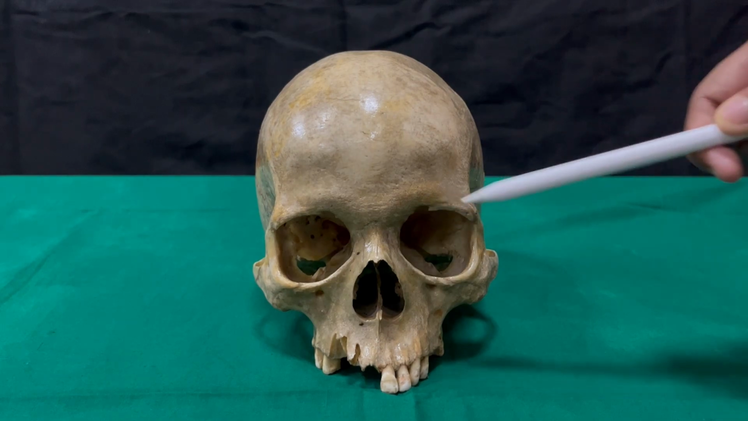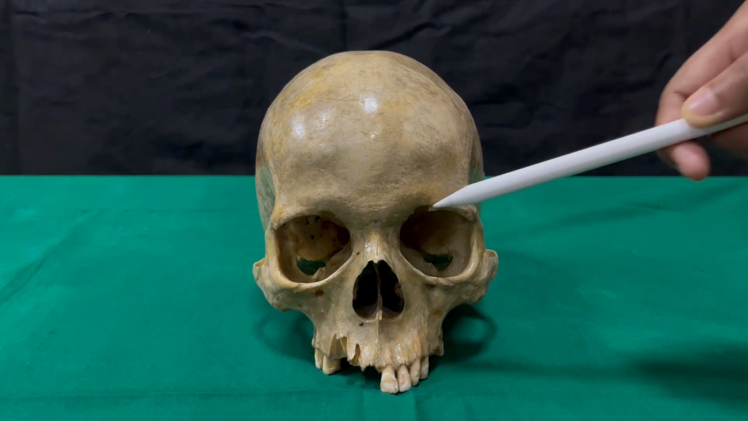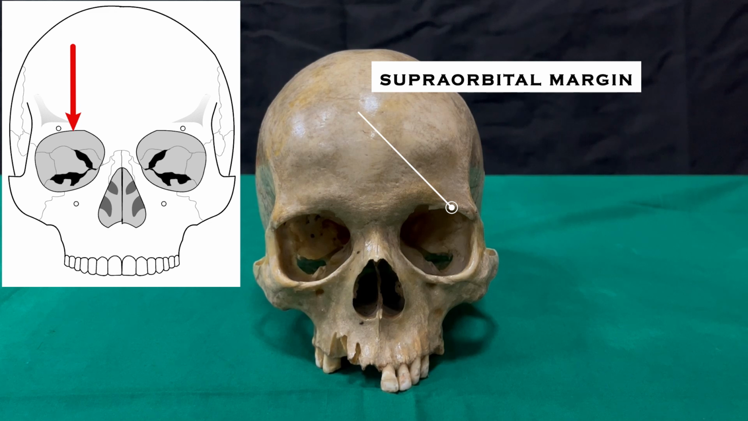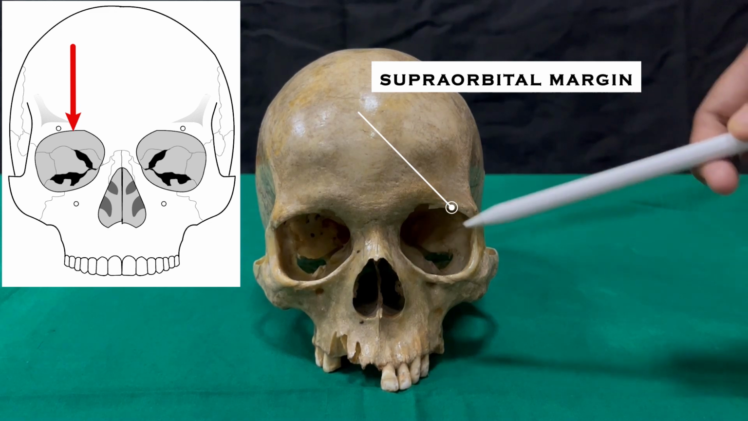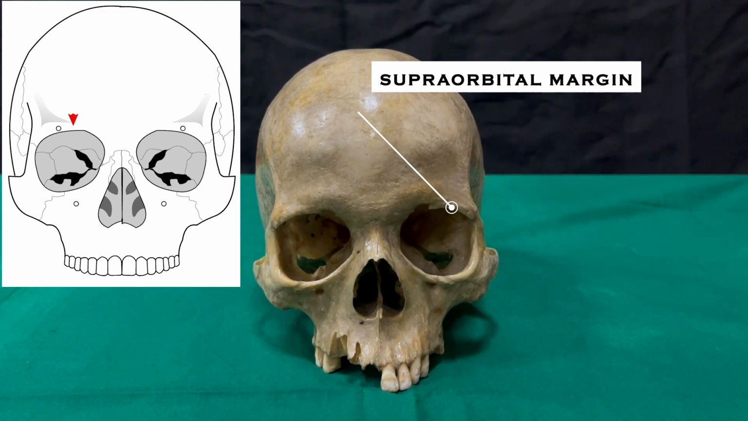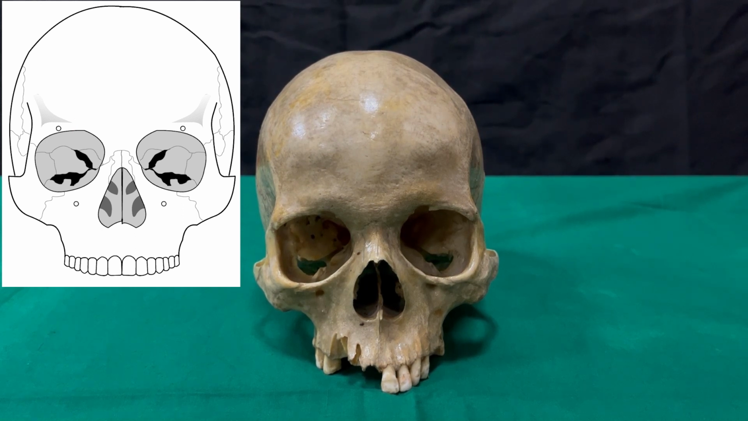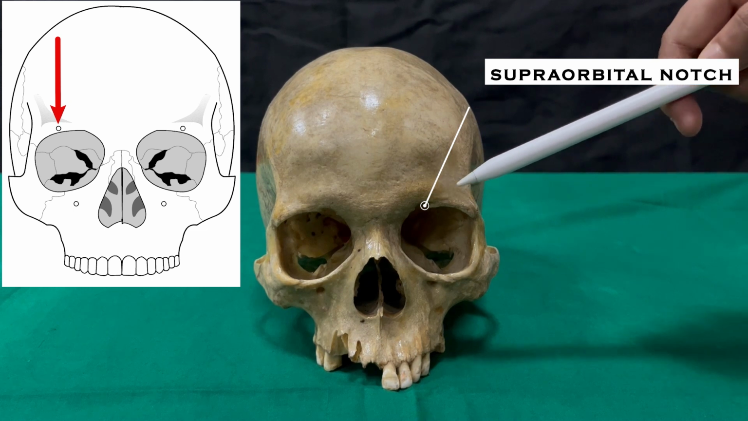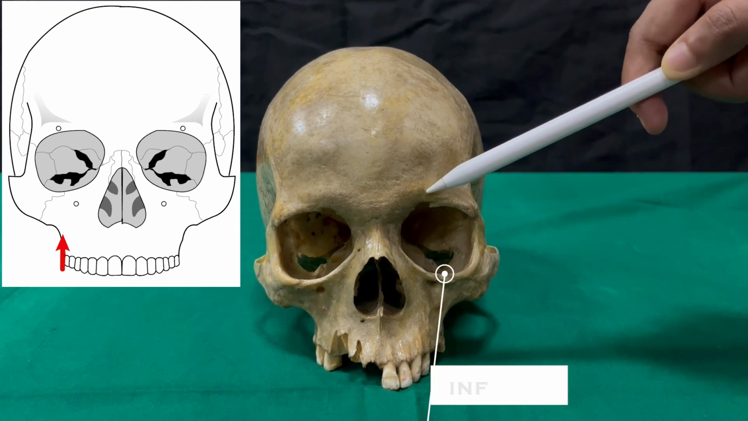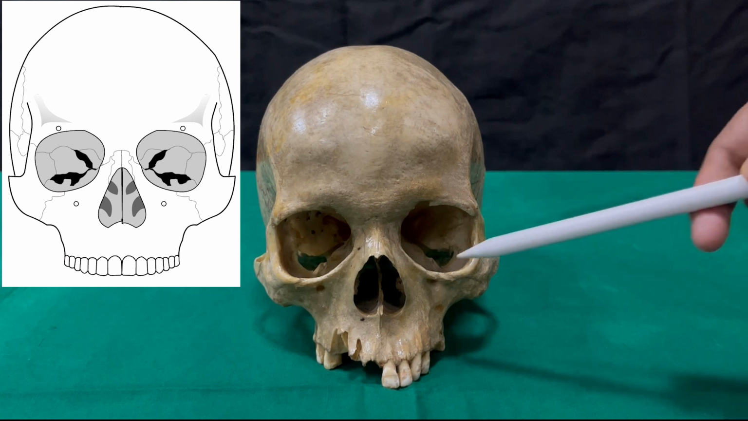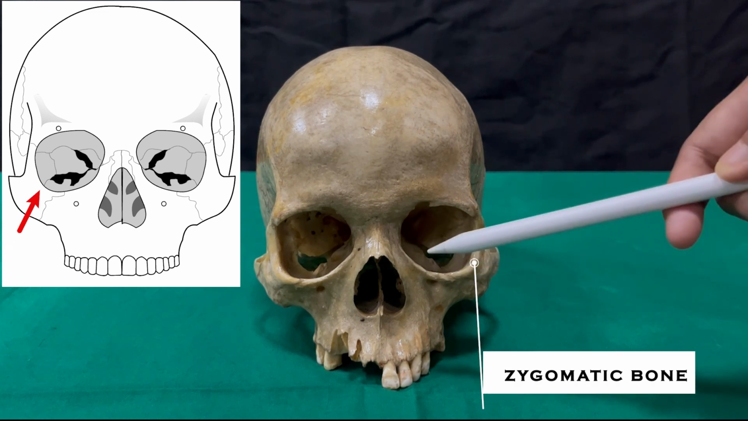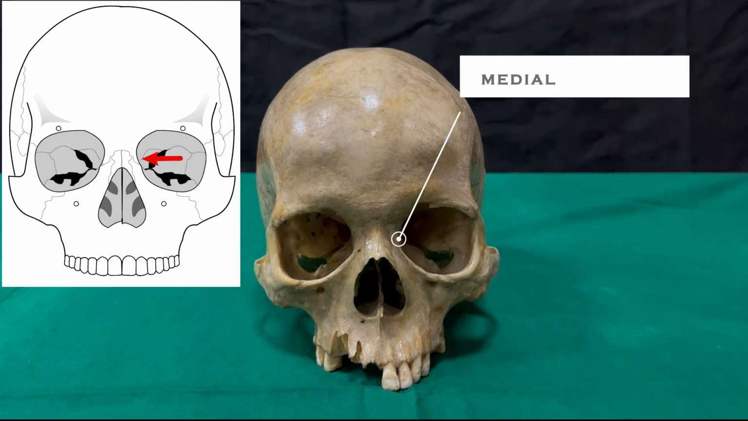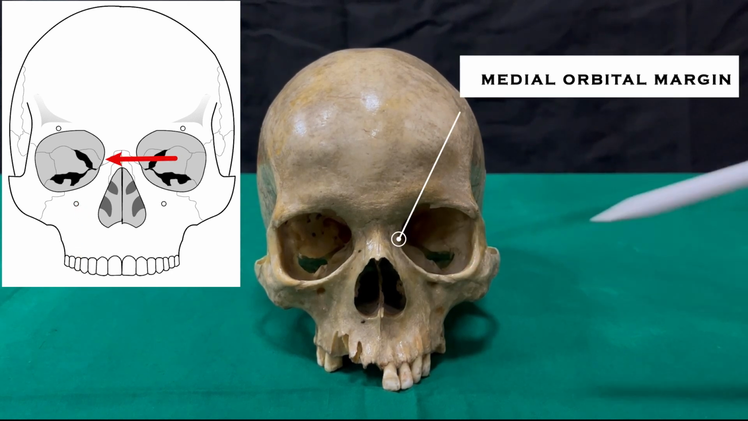Each orbital opening is quadrangular in shape and is bounded by the supraorbital margin formed by the frontal bone. At the junction of its lateral 2/3 and its medial 1/3, it presents the supraorbital notch or foramen. The infraorbital margin is formed by the zygomatic bone laterally and the maxilla medially. The medial orbital margin is ill-defined.